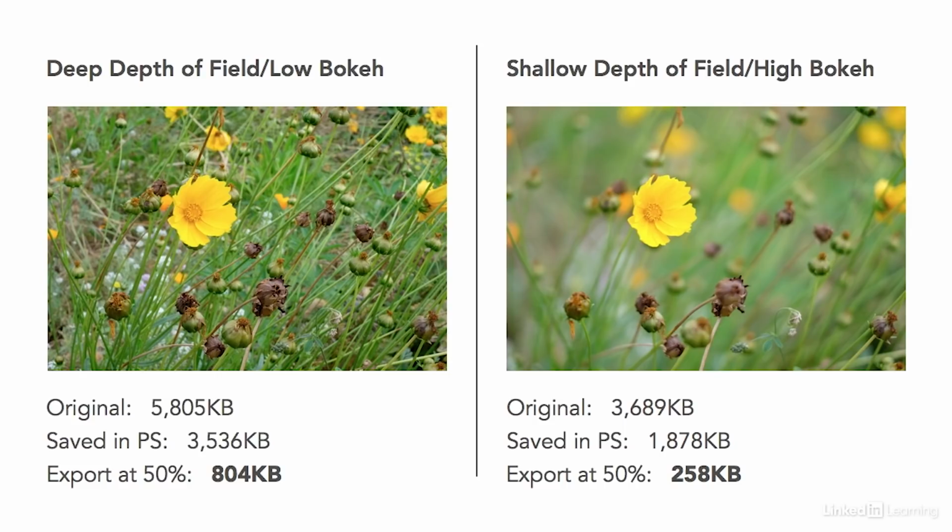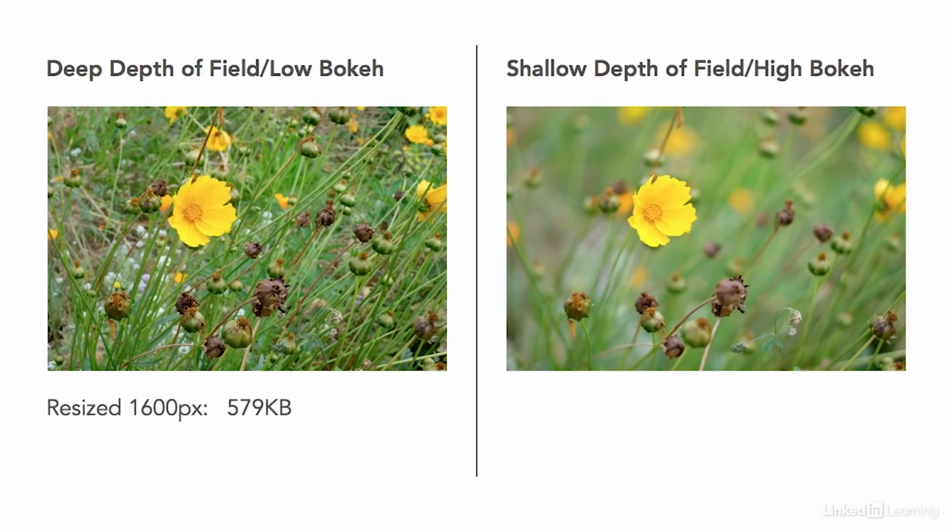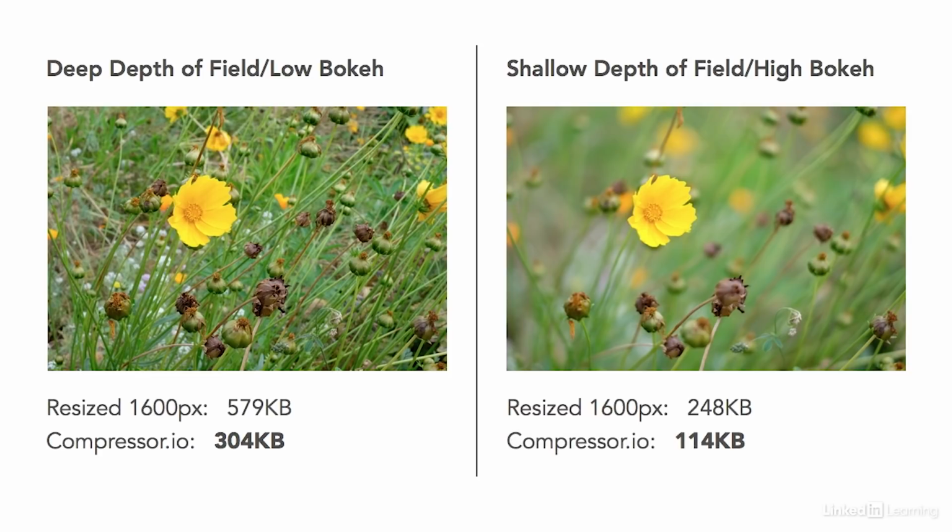Now here's the thing. These images right now are gigantic. They are huge images that are meant for print displays, not for display on the web. So if you take the same images and resize them to 1600 pixel width, which is the max size they're going to be displayed at, you'll see the image on the left with a deep depth of field starts out at 579K, and after running it through an online compressor called compressor.io, we get down to 304K, whereas the shallow depth of field image starts out at 248K and ends up at 114 kilobytes.